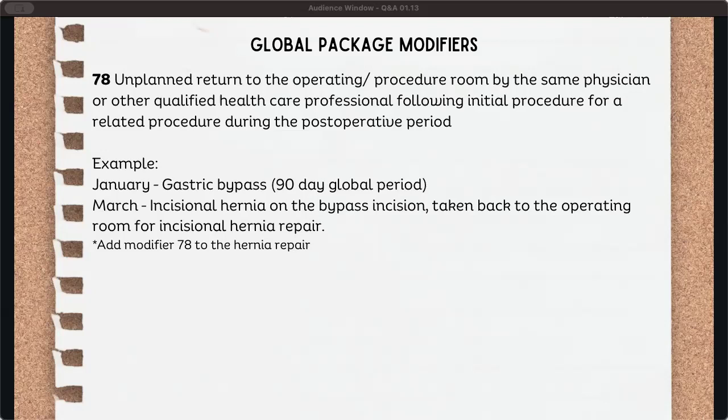Now, since that gastric bypass and the incisional hernia is done within that 90-day global period of the gastric bypass, we would need to append a modifier 78 to our hernia repair code in order to say that it is technically a complication, but it is an unplanned return to the operating room that we were not expecting to have to do, but it's not part of that typical global package. So we should be paid in addition to that gastric bypass for the repair of the hernia on the incision.